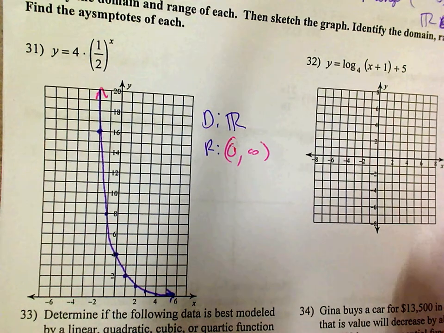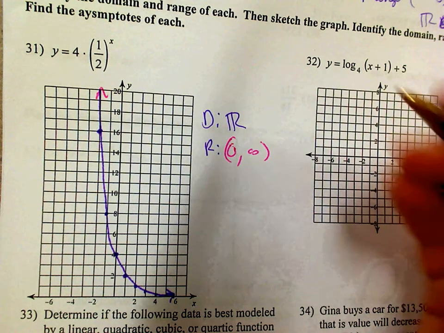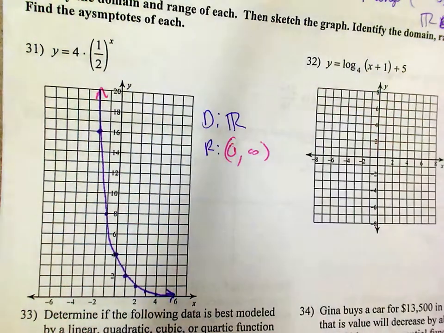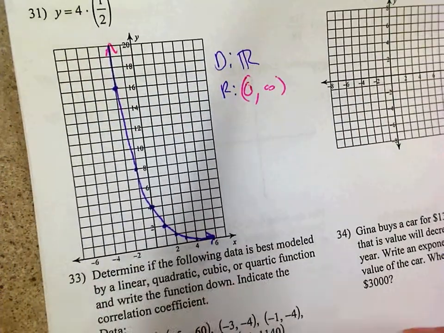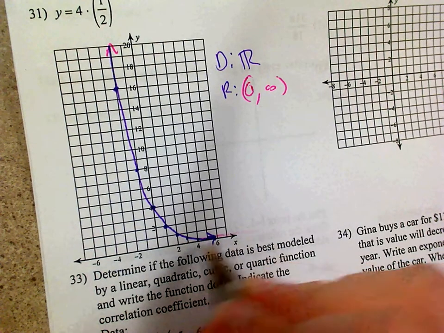Okay, and then I'd find the asymptotes. Asymptotes, well, as x approaches infinity, y approaches 0. So this is actually what we would call a horizontal asymptote at y equals 0.